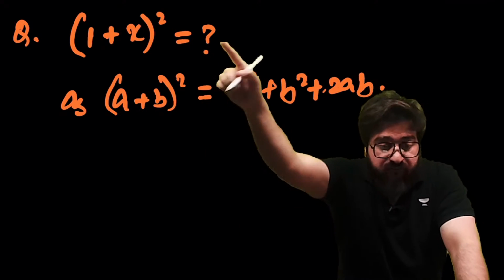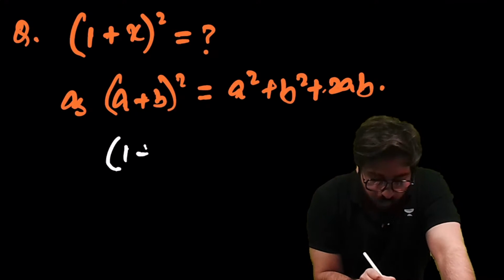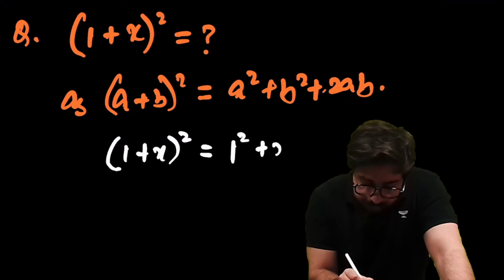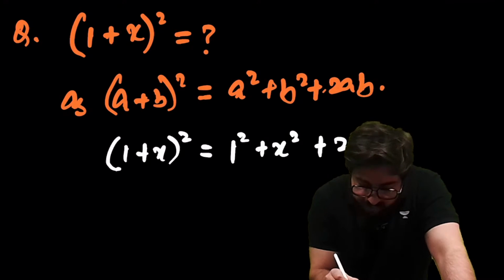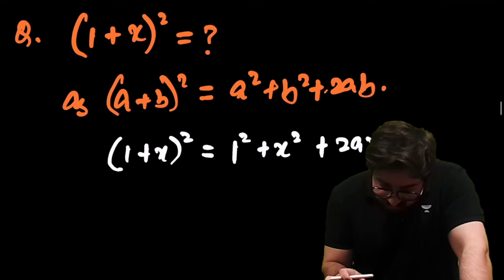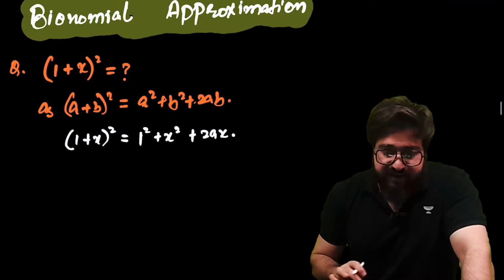Similarly, we can use the same formula in this case. We say, (1 + x) whole square will be 1 square plus x square plus 2x. Now, guys, I want you to listen to me very carefully.